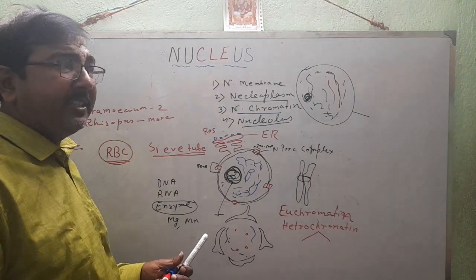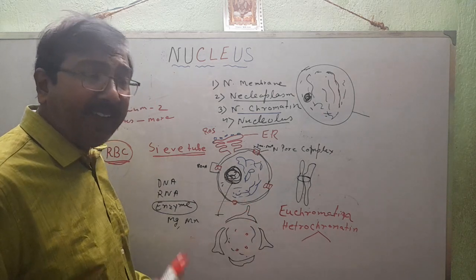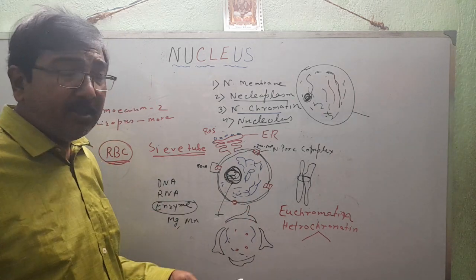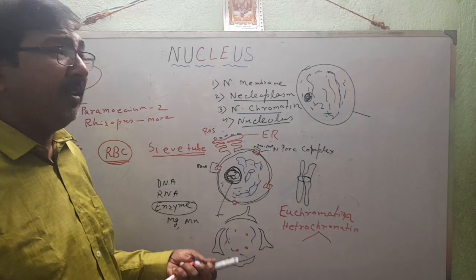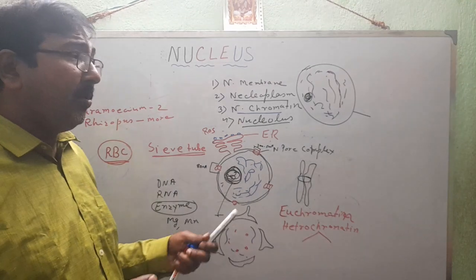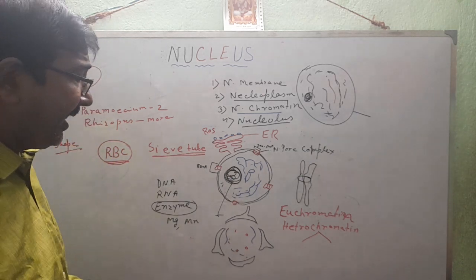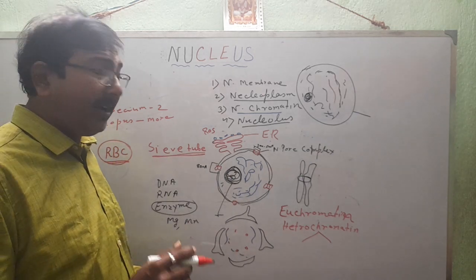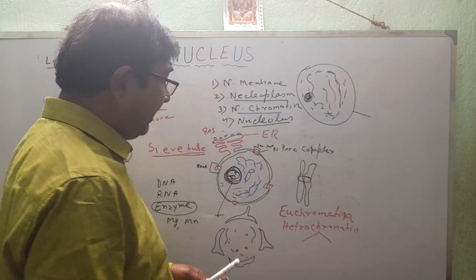Heterochromatin is also divided into two parts. One is constitutive chromatin, another is facultative chromatin. Constitutive chromatin is present in all cells and at all stages, but facultative chromatin is present in special cells and at special stages. Like in humans, the female Barr body is an example of facultative chromatin.